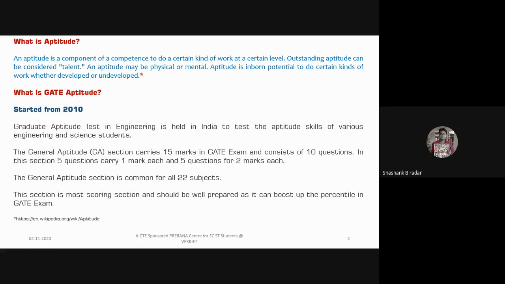This section is the most scoring section, because we have all been dealing with aptitude right from our school days. All the knowledge that we have to apply in this aptitude section should be well prepared, as it boosts up the percentile in the GATE examination. That is quite obvious, right?